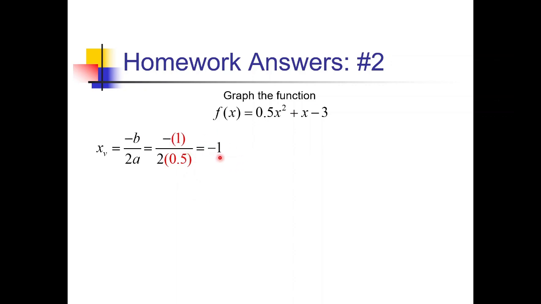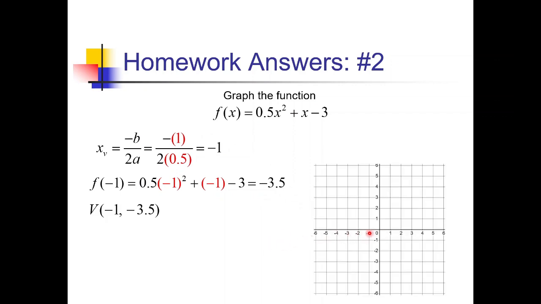All right, let's plug that back into the f function to get the y value of the vertex. So we have negative 1 squared, which is just 1. So this really is just 0.5 here. 0.5 minus basically minus 4. So that's going to come out to negative 3.5. So that's a vertex at negative 1, negative 3.5. Let me graph that now. So negative 1, negative 3.5 is down here.